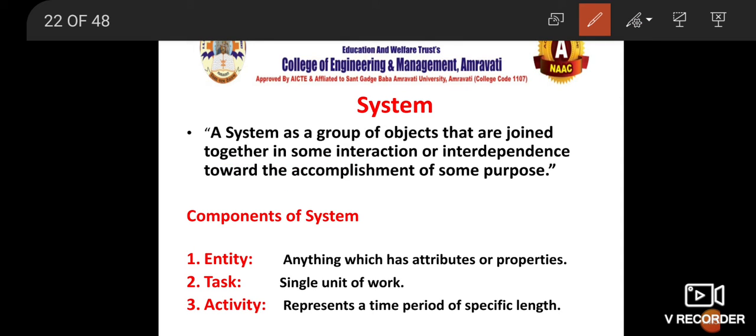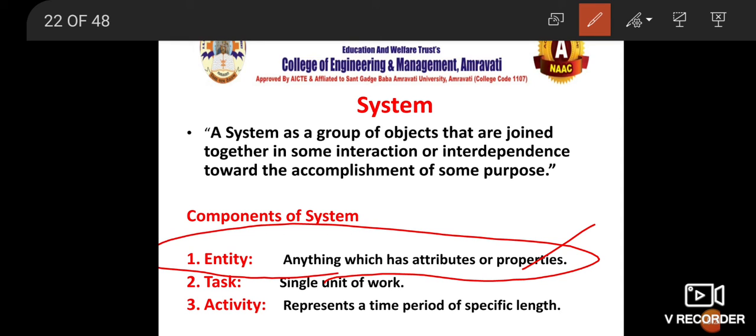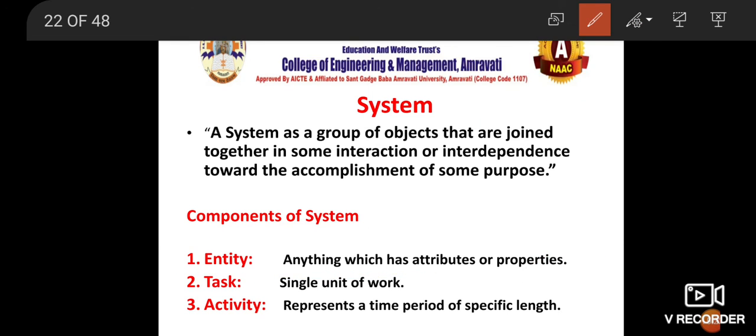Let's go through them one by one. Entity. We have already discussed a lot about entity. We have seen the entity relation diagram, the ER model, so we easily understand what we mean by entity. Anything which has attributes or properties, you can call it an entity. It could be any part of the system. A system contains entities, tasks, activities, so many things. Then task: a single unit of work.